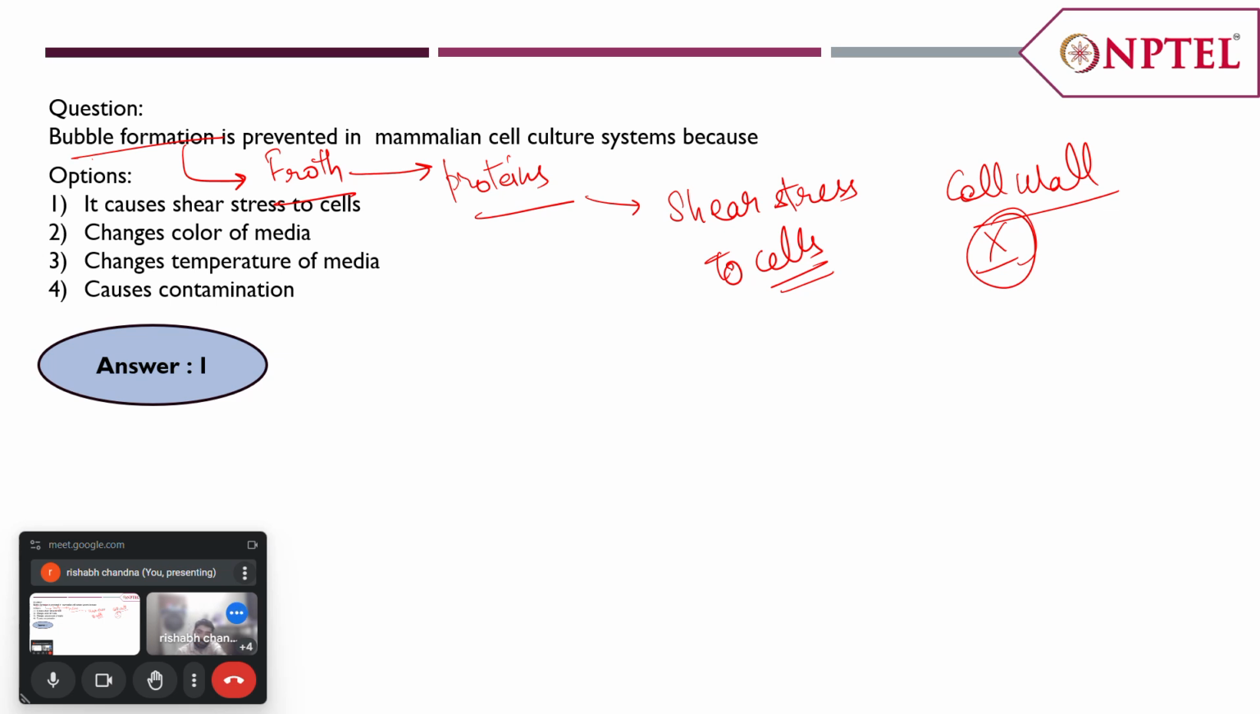Okay, so is the explanation fine? It can be a source of contamination, but it mostly leads to the shear stress to the cells.